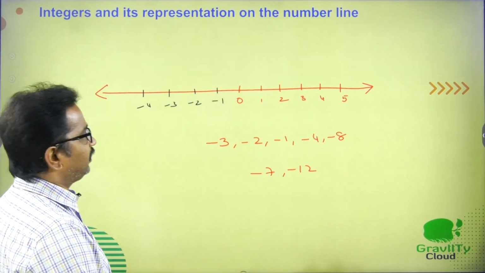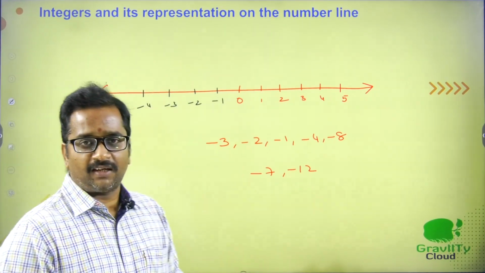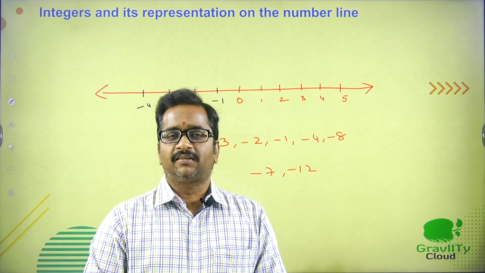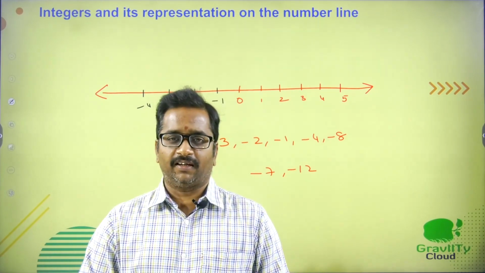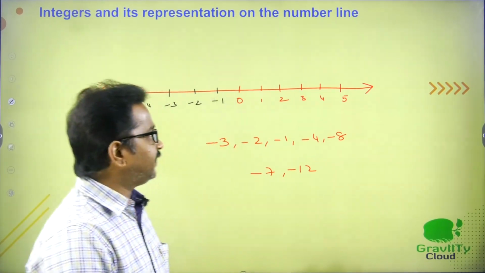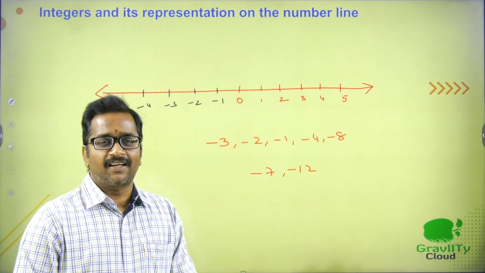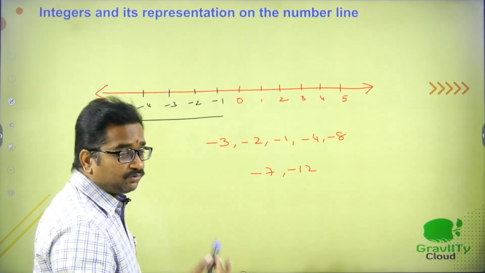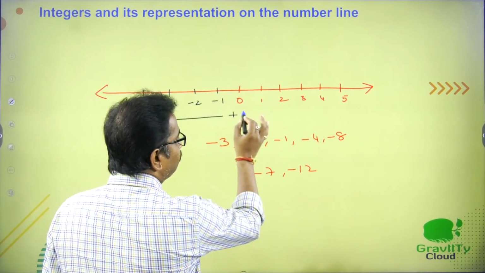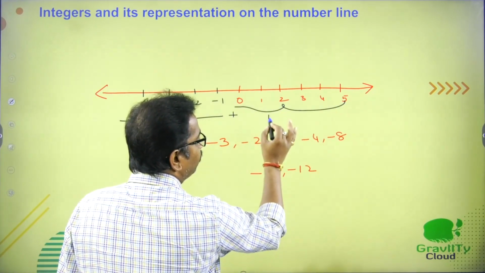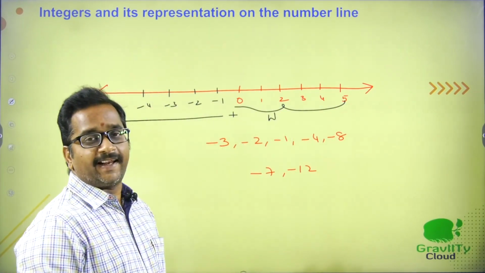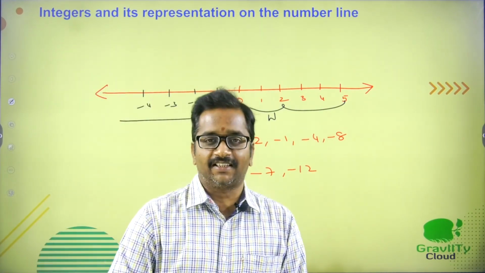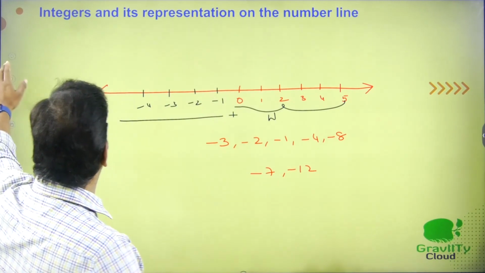So I think you understood how to represent the natural numbers on the number line, integers on the number line, as well as whole numbers on the number line. Okay. Then how can you define integers? Integers are nothing but the negative numbers together with, what do you call these numbers? Whole numbers. So the negative numbers together with the whole numbers we call integers. Okay. Now let us move to the next one.